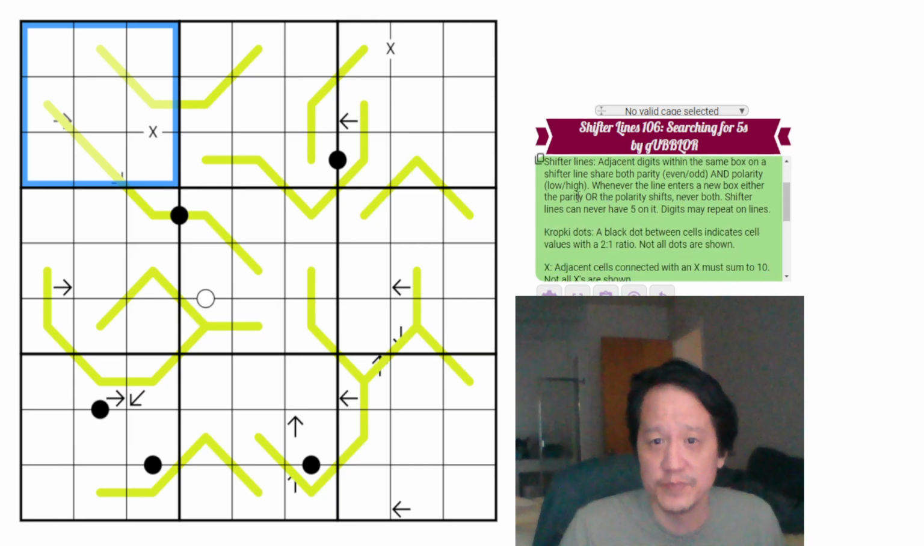Shifter lines. Adjacent digits within the same box on the shifter line share both parity, that is even and oddness, and polarity, low and high. Whenever the line enters a new box, either the parity or the polarity shifts, never both. Shifter lines can never have a 5 on it. Digits may repeat on lines.